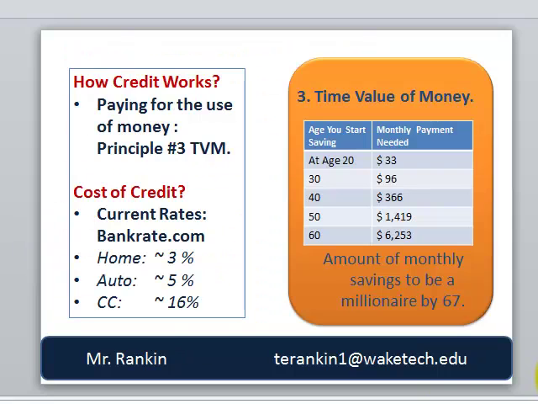So, let's talk about how credit works. Credit is basically paying for the use of money. And as we remember principle number 3, the time value of money: because money today is worth more than money in the future, folks are going to want to be paid for the use of money, which is generally called the interest rate. So what are some of the costs of money? Well, you can always go to some sites that are linked on the Blackboard. One is bankrate.com, which gives you current interest rates. So for a home loan, it's about 3%, auto 5%, credit card about 16% in interest.